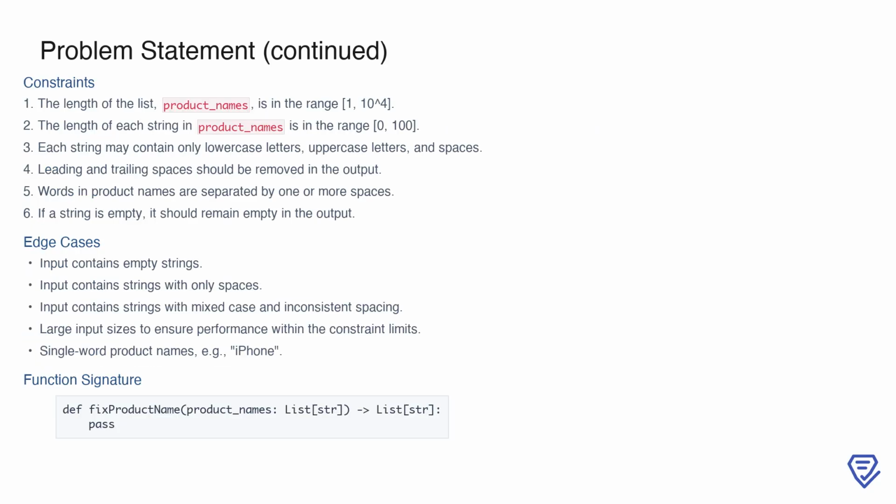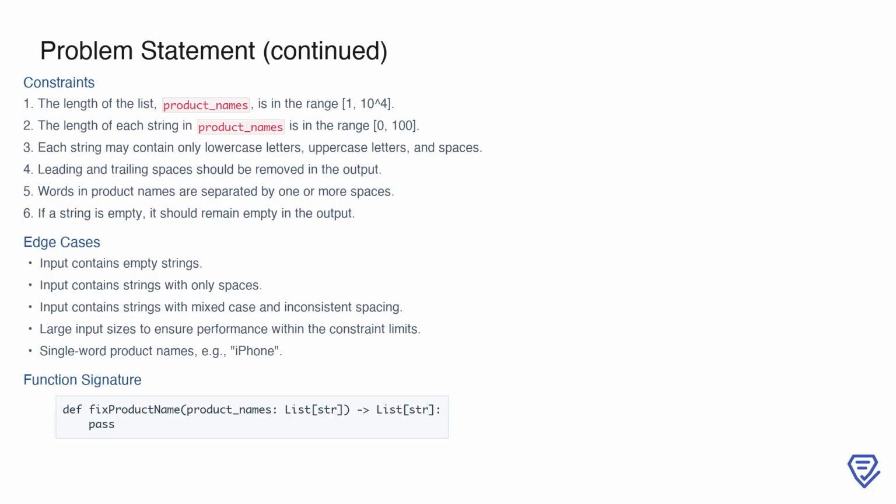Finally, let's consider the constraints and edge cases for this problem. The input list, product_names, can have a length ranging from 1 to 10,000, and each string within the list can have a length ranging from 0 to 100. Strings may contain any combination of lowercase letters, uppercase letters, and spaces. The function must remove all leading and trailing spaces in the output, and words within the product names should always be separated by exactly one space.